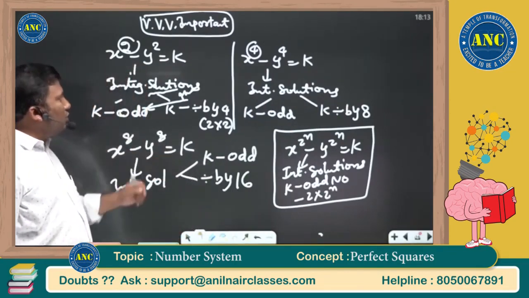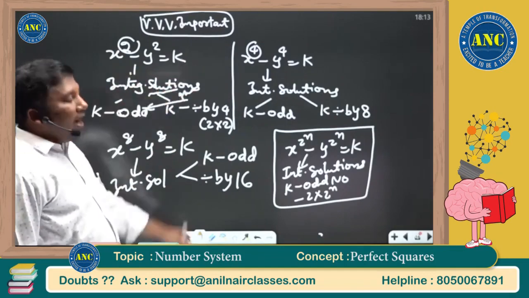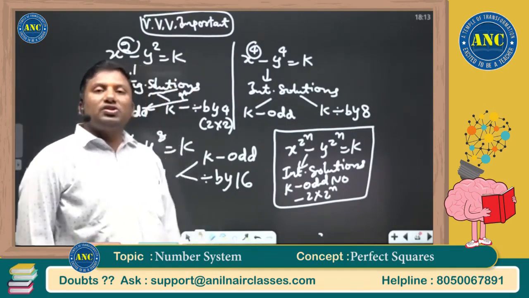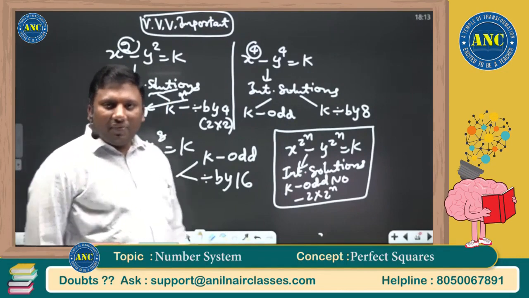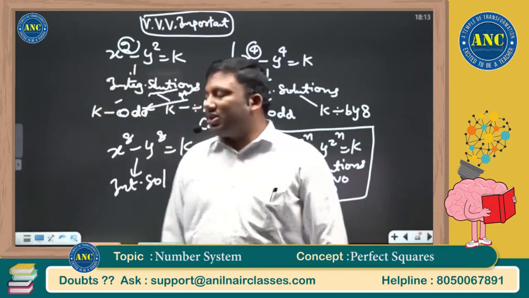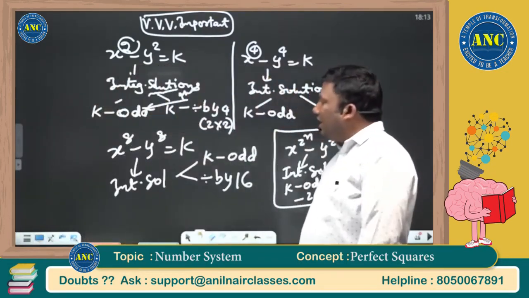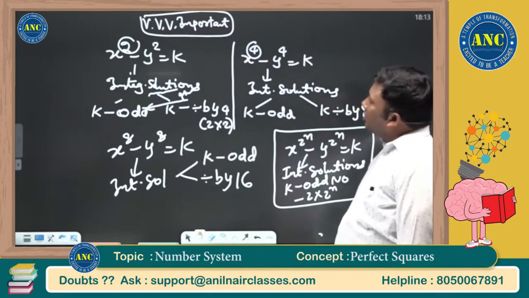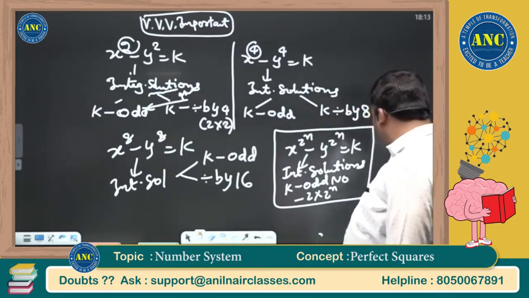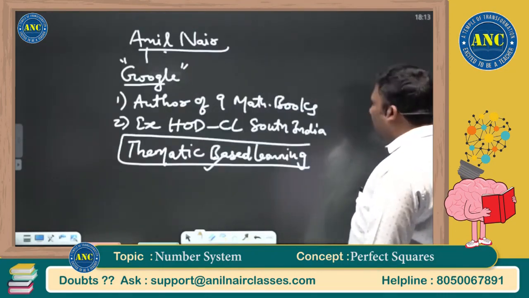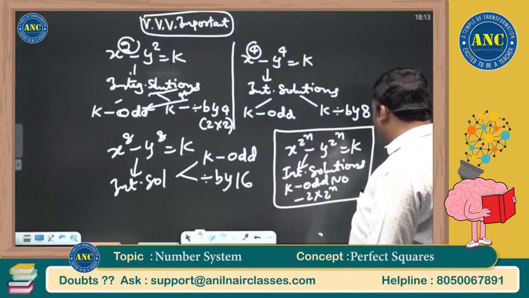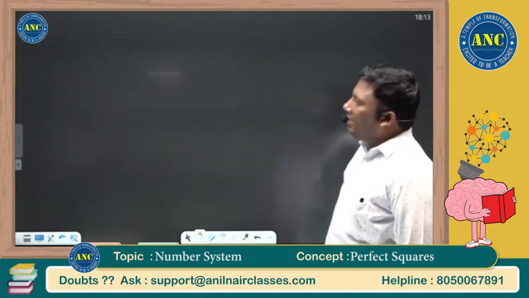16 is 2 into 8, 2 into 4 and 2 into 4. Some questions which look like algebra questions can be solved very easily if you know the logic. x square minus y square, x power 4 minus y power 4. I hope the idea is clear.